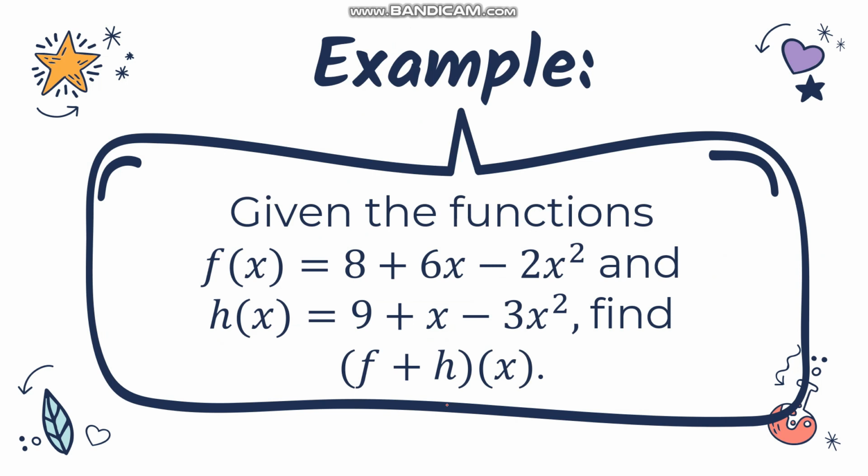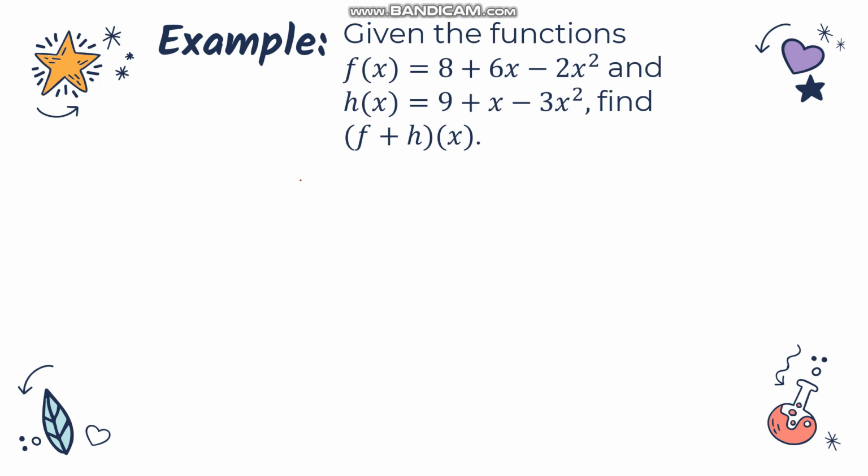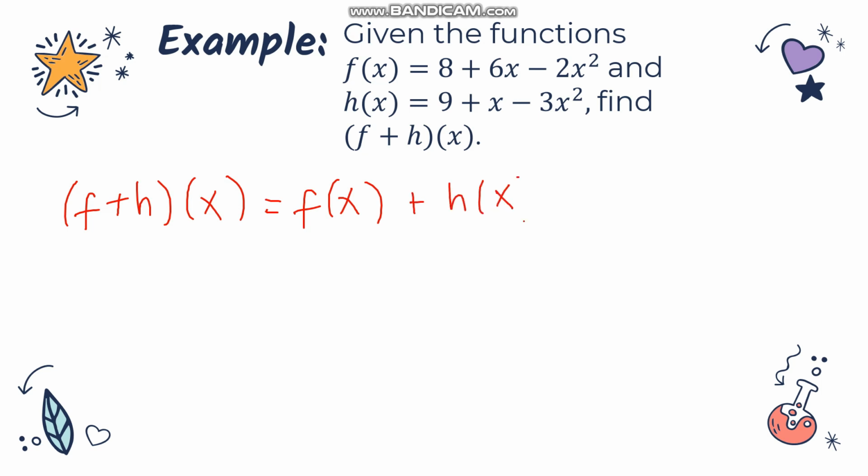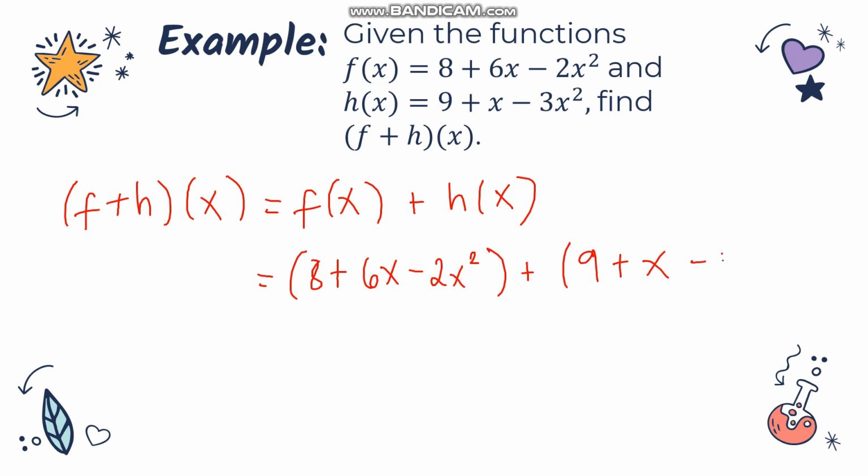Another example, given the functions f of x equals 8 plus 6x minus 2x squared and h of x equals 9 plus x minus 3x squared, find f plus h of x. So we will do the same thing. We will write here f plus h of x. Then let's write the two functions given, f of x plus h of x. f of x is 8 plus 6x minus 2x squared. Then we have our h of x, which is 9 plus x minus 3x squared.